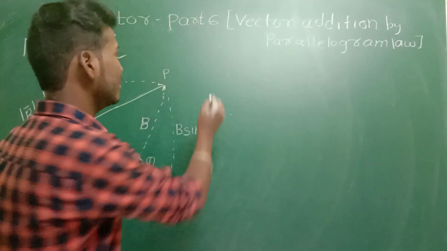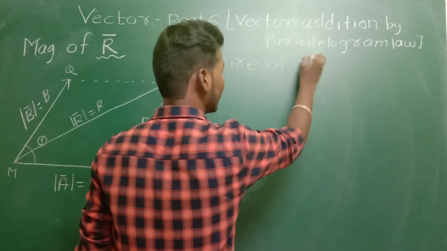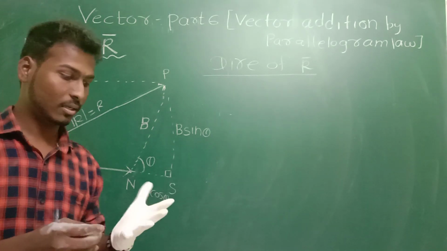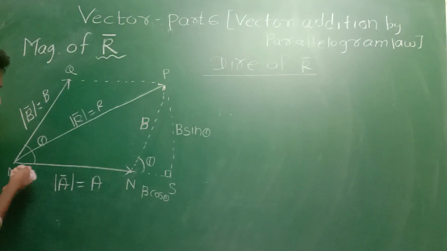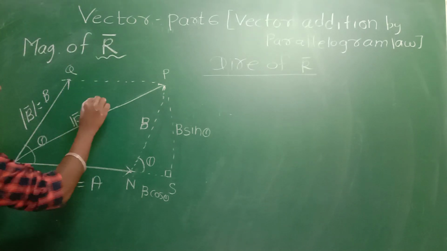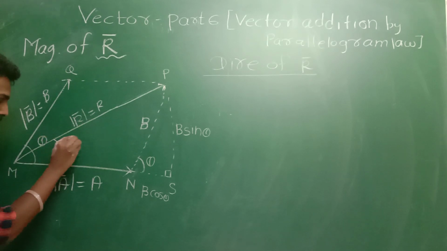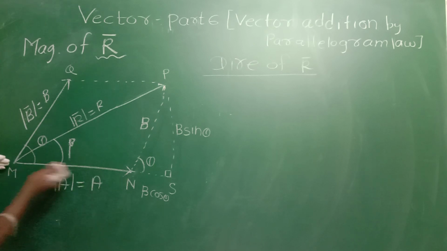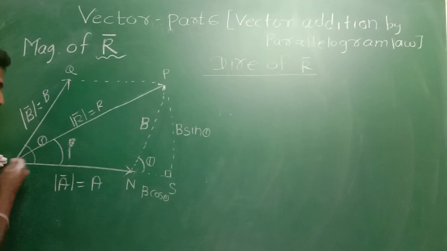To find the direction of R bar, we know how to find direction. We have to tell at what angle from this vector our resultant vector is. So let's say our resultant vector is at angle beta. This is beta, don't forget, this is beta, not a b. So at angle of beta from this vector we have our resultant vector. So its direction is at an angle beta from A.